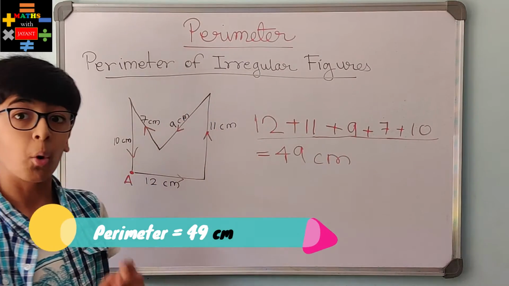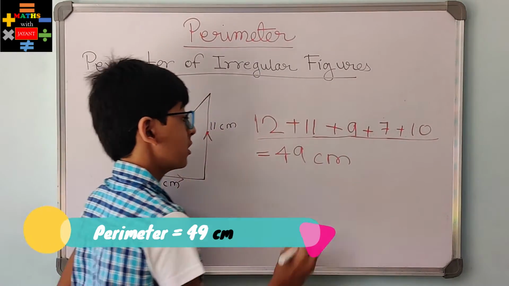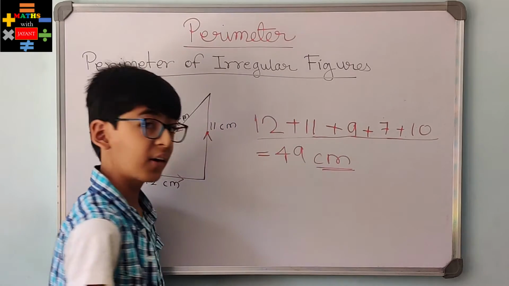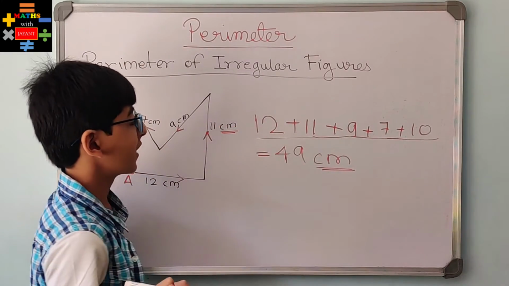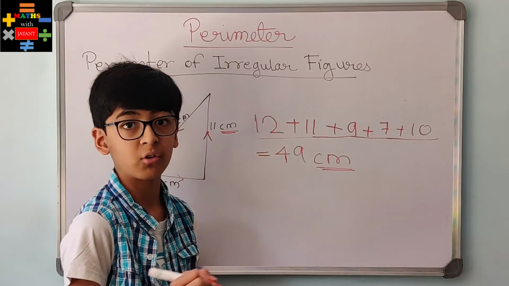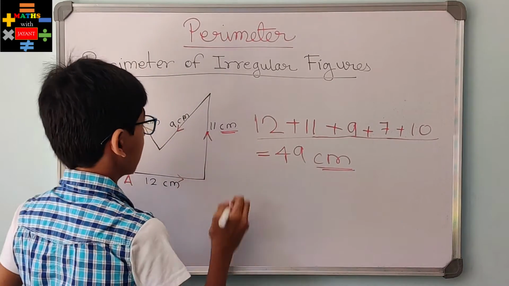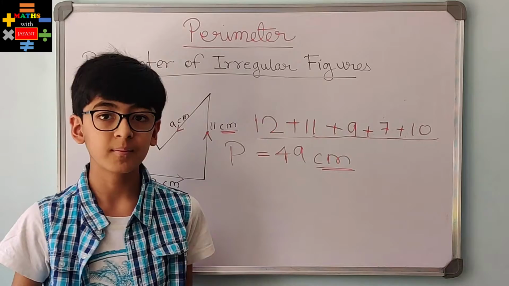The perimeter always needs to have this unit. Specifying the unit is very important. Because all the dimensions are in centimeter, the summed up dimension will also be in centimeter. So this is the perimeter of the figure.